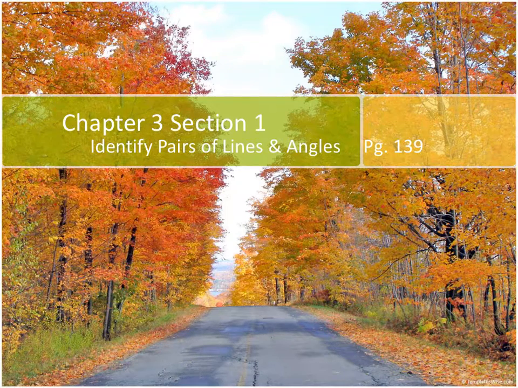Okay, so today we're going to start chapter 3. We're going to learn about identifying pairs of lines and angles. So more pairs. We already saw supplementary, complementary, vertical, linear pairs. Now we're going to find out about some new angle pairs.